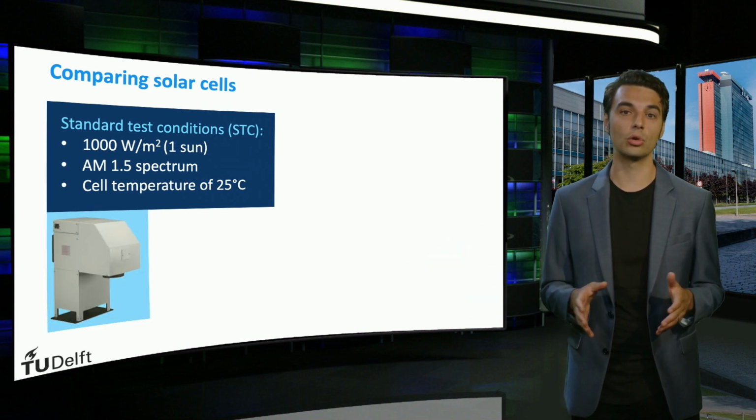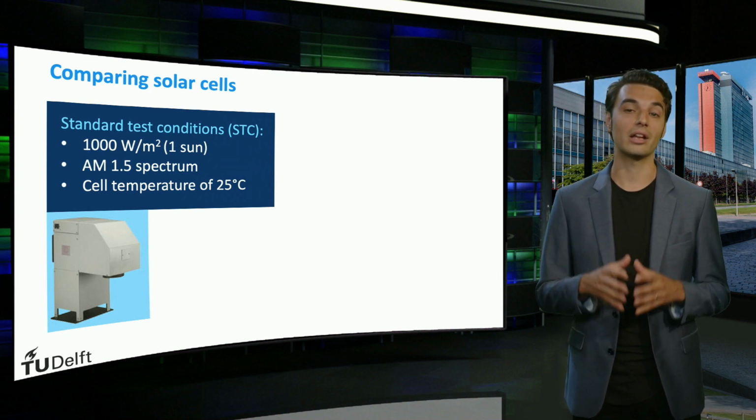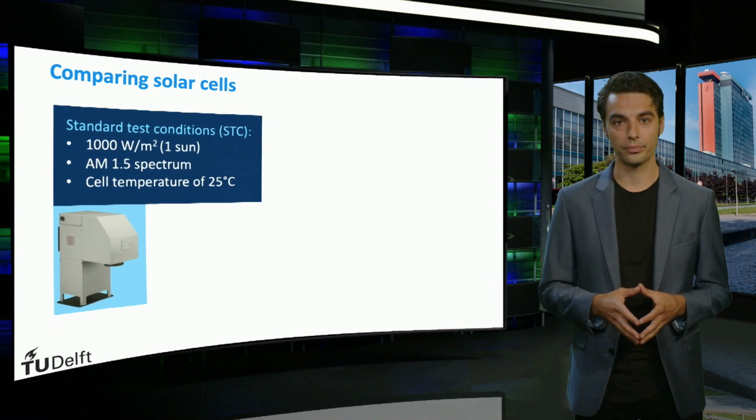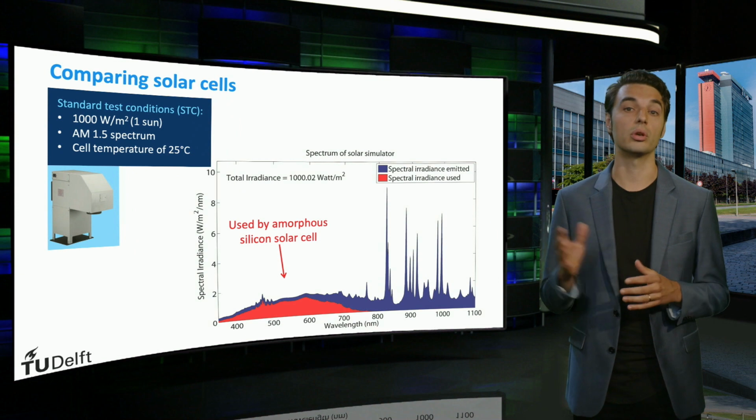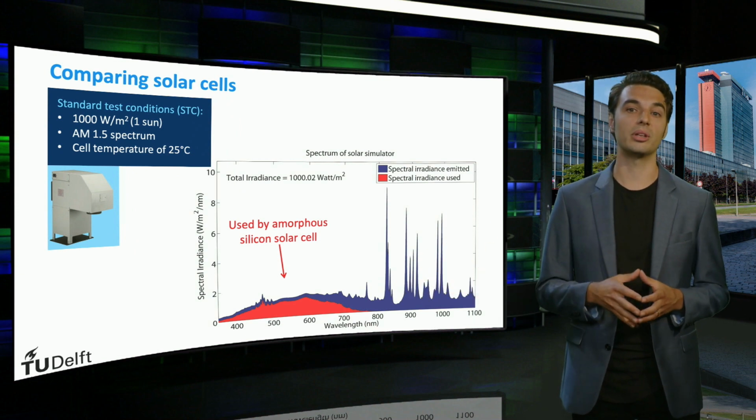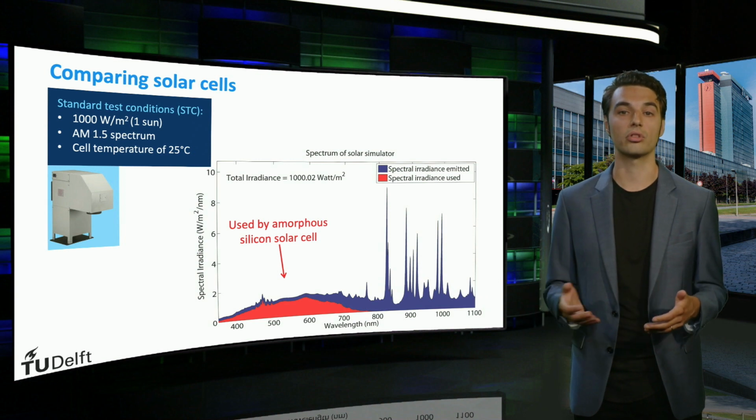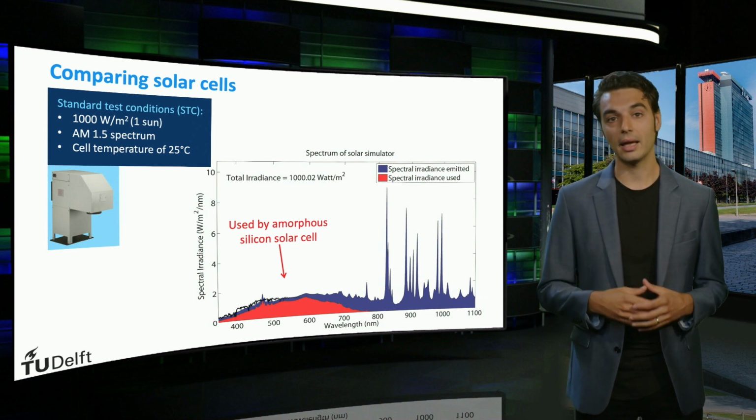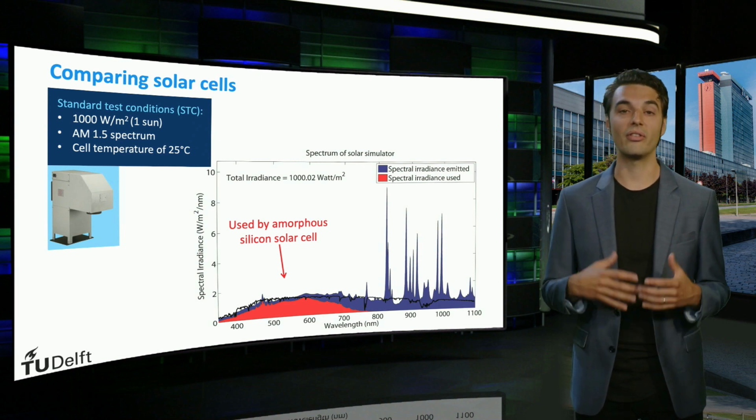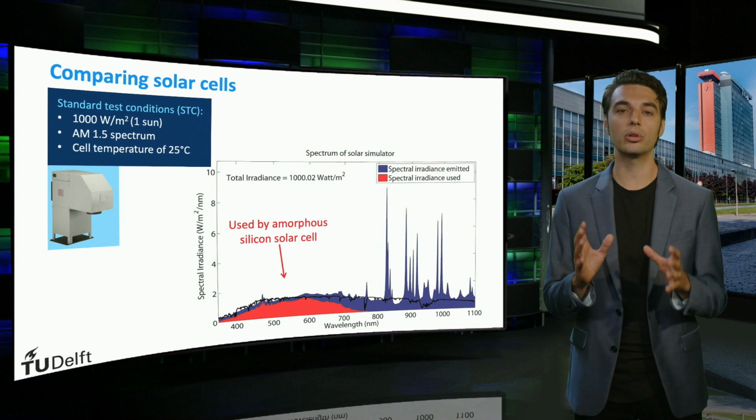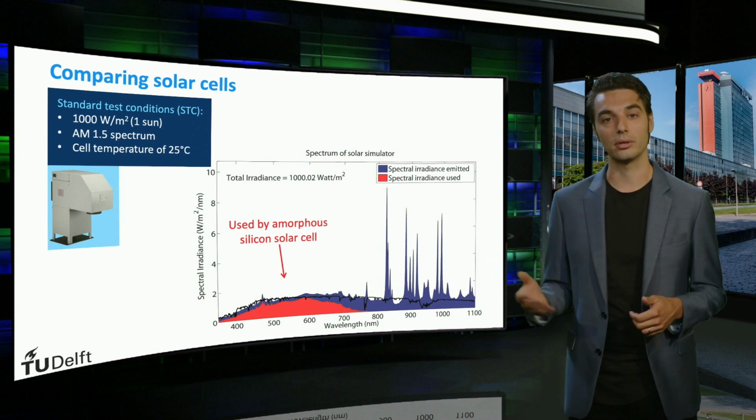A solar simulator uses a special lamp or set of lamps to mimic the AM1.5 spectrum as closely as possible. The spectral irradiance received from such a solar simulator is shown here. The blue area depicts the emitted irradiance, while the red area depicts the part of the spectrum used by an amorphous silicon solar cell. If we overlay the AM1.5 spectrum in the spectral range, we find that the solar simulator provides a very good approximation of the AM1.5 spectrum in the range used by the solar cell.